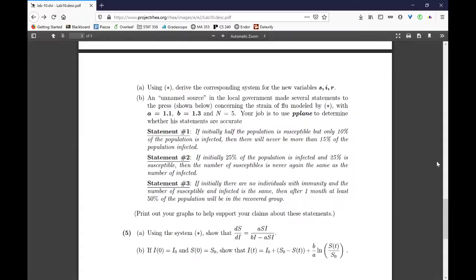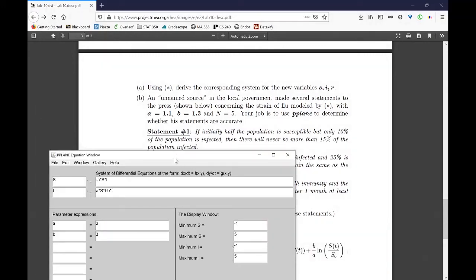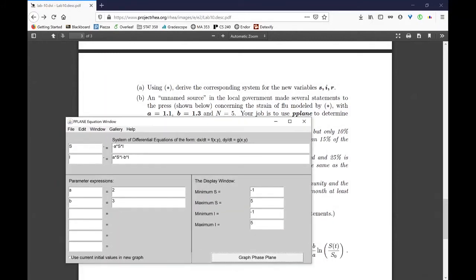Okay, now on to part B. An unnamed source in the local government made several statements to the press concerning the strain of flu modeled by the system with A equals 1.1, B equals 1.3, and N equals 5. Your job is to use p-plane to determine whether his statements are accurate. Immediately we see these percentages in these statements, and this indicates that we should be using the normalized variables to more easily visualize these percentages. So if we head over to p-plane, we can change our system of equations to match our normalized versions.